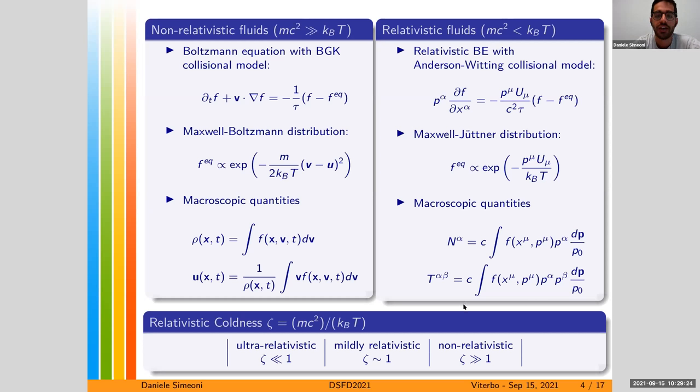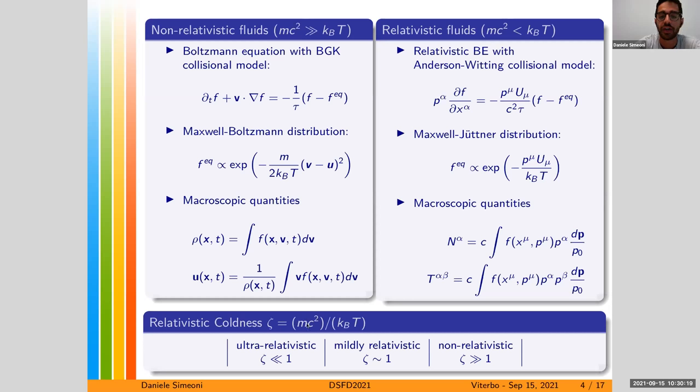Also, the macroscopic quantities that you recover as the first moments of your distribution function are the particle flow and the energy-momentum tensor. From here, you can get the usual thermodynamic quantities like pressure, macroscopic velocity, temperature and so forth. The way to control how relativistic your fluid is, is a parameter called relativistic coldness, which is nothing more than the ratio between the rest mass of the particles and the thermal energy. The way to think about this is that the higher the temperature, the quicker the particles are going, and so you need special relativity to describe the fluid.